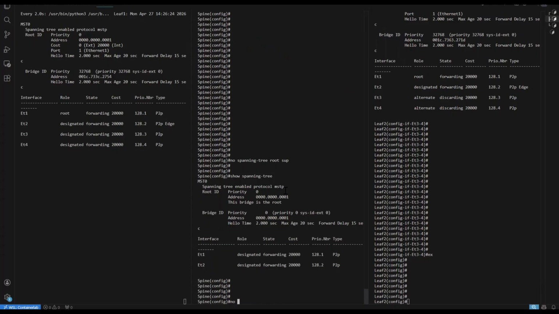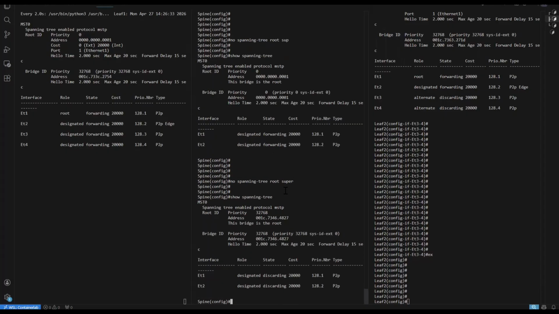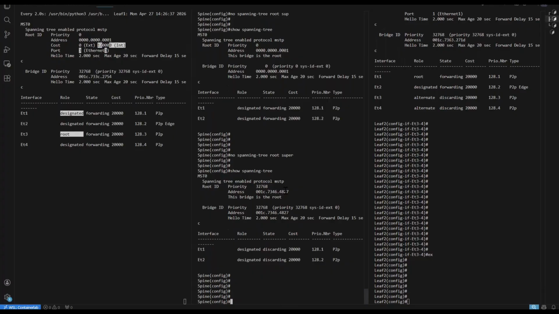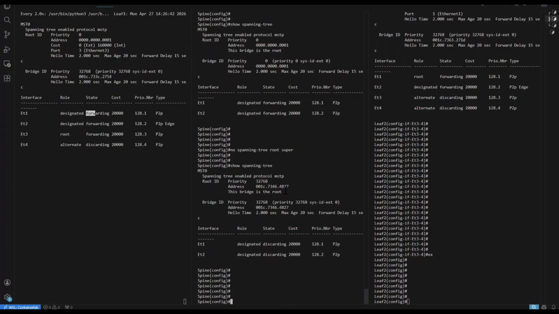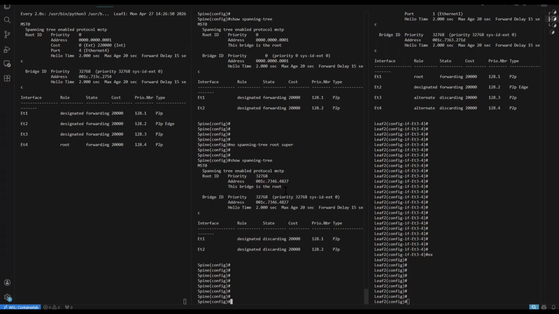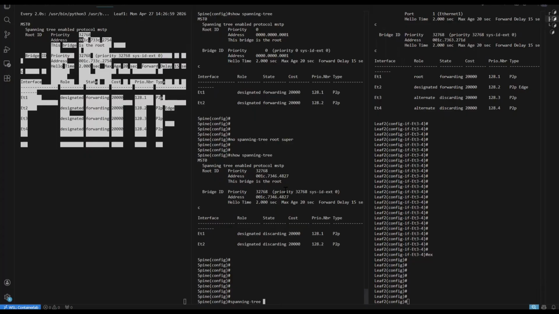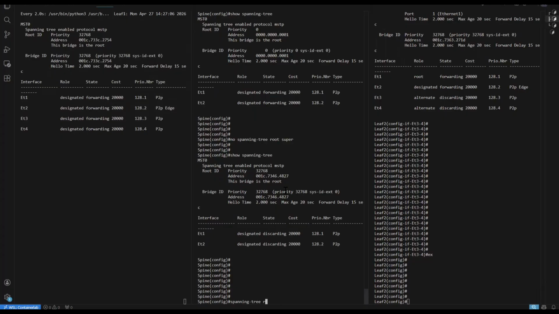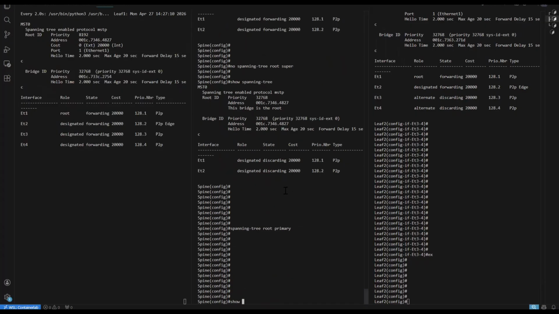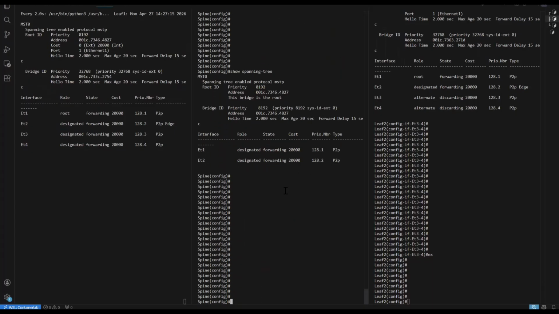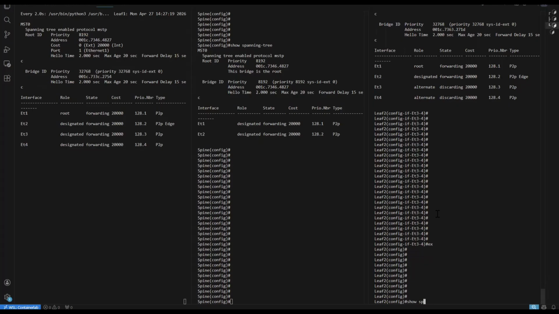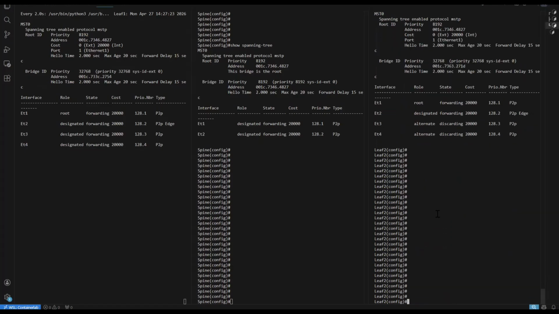This is still the root. Now spanning tree root super, and then spanning tree root primary. Okay, now the spine is the root bridge of this network. The priority is 8,000 something.